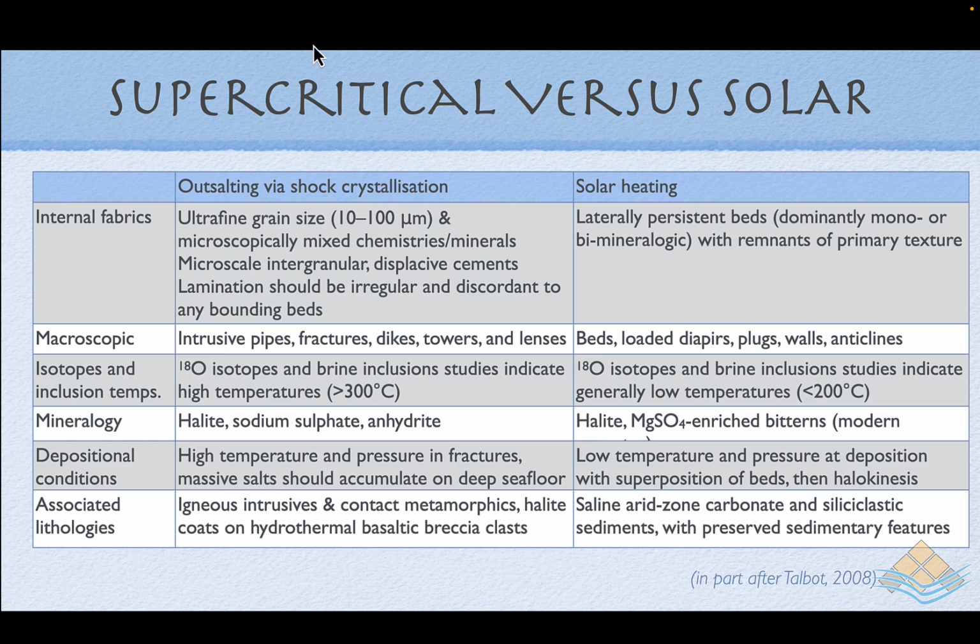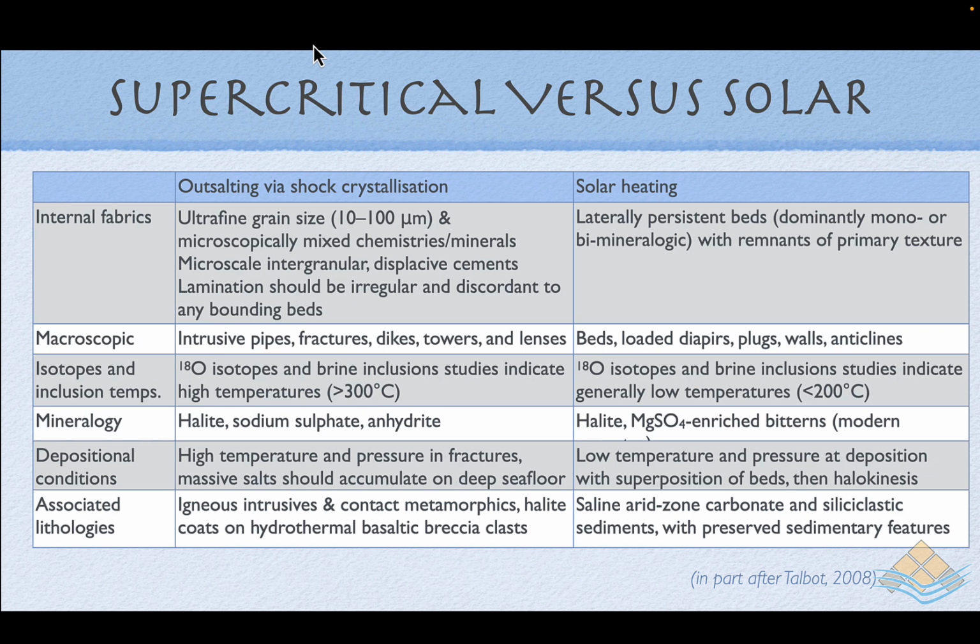In terms of what's going to be associated with this precipitational sequence for supercritical halite and the other associated flashpoint salts, we'll be looking at igneous intrusive and contact metamorphic halos, where we'll see halite coats on hydrothermal basaltic breccia clasts and fractures.